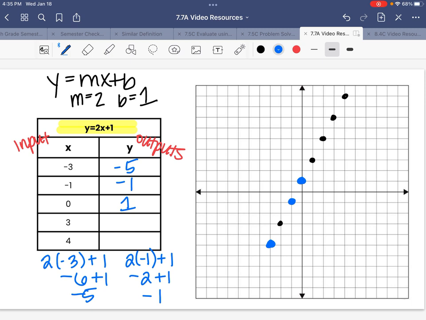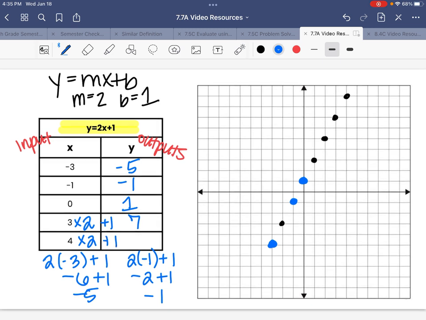Then for 3, I'm replacing x with 3, so I'm multiplying by 2, and then I am adding 1. So it's 3 times 2 is 6, plus 1 is 7. 4 times 2 is 8, plus 1 gives us 9. So we're using the equation to build our table and then to create a graph.